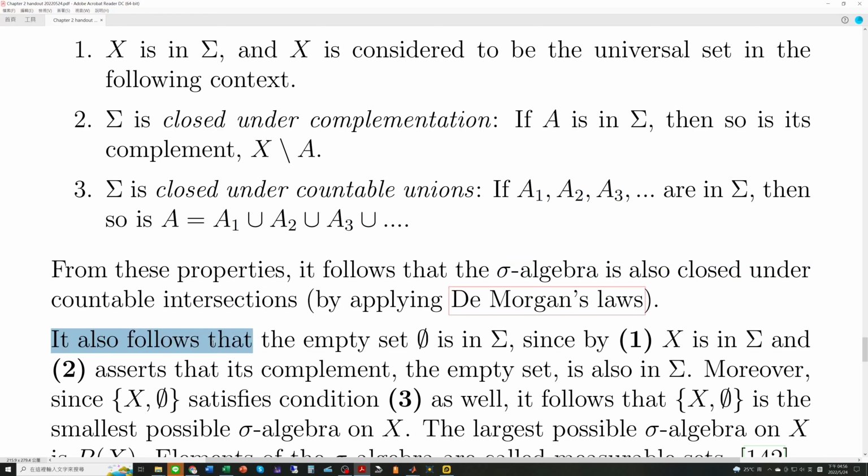It also follows that the empty set is in Σ, since by property 1, X is in Σ, and property 2 asserts that its complement, the empty set, is also in Σ. Property 2: Σ is closed under complementation. So if A is in Σ, then so is its complement, X minus A.